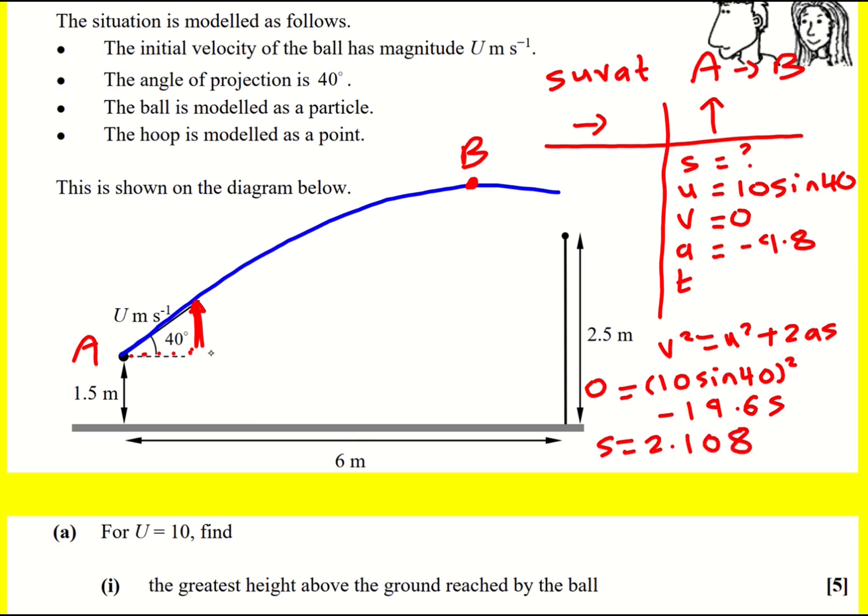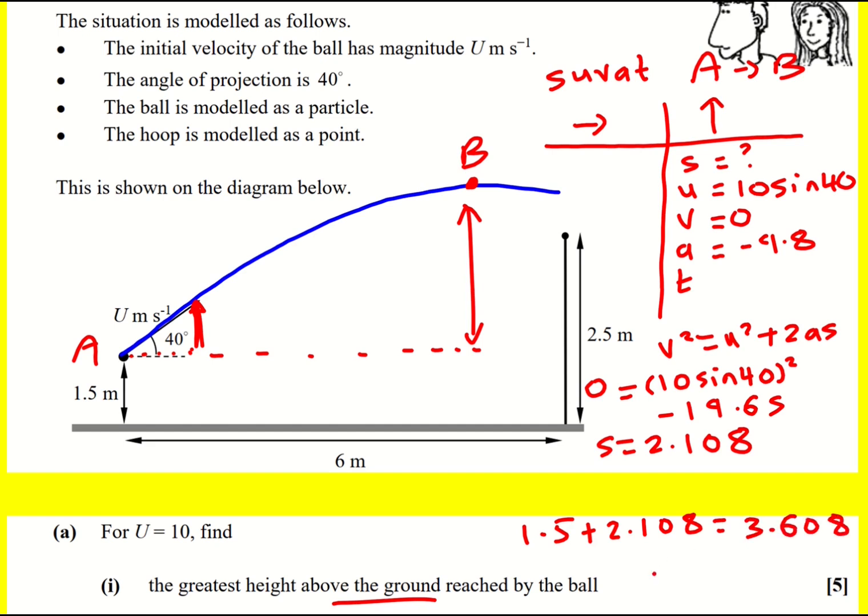Now just be careful, that is the maximum height above the starting point here, but actually we're asked for the greatest height reached above the ground. So we need to add on 1.5. So it's going to be 3.61 meters.